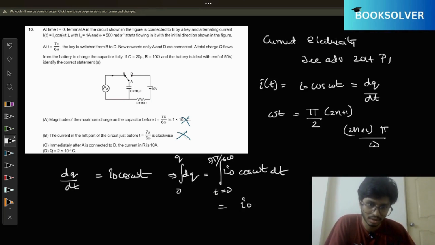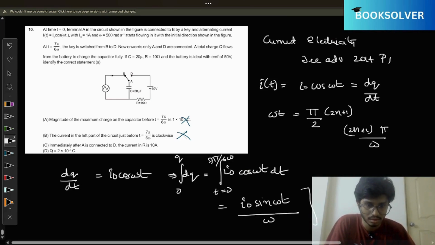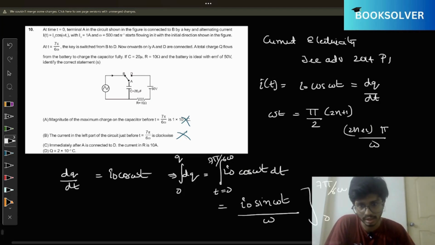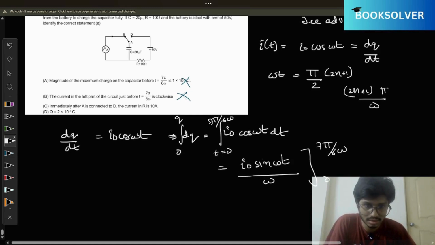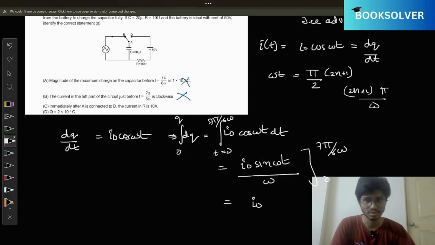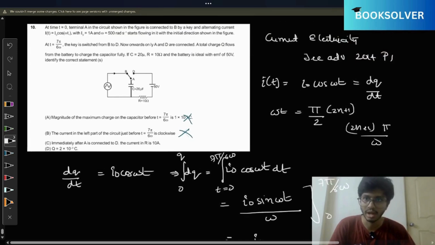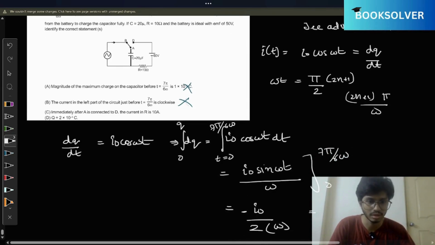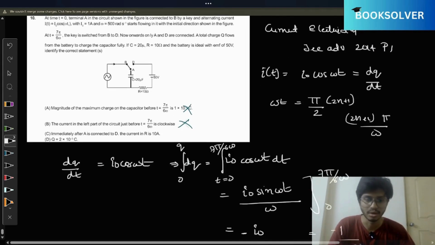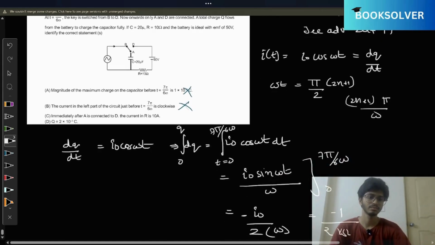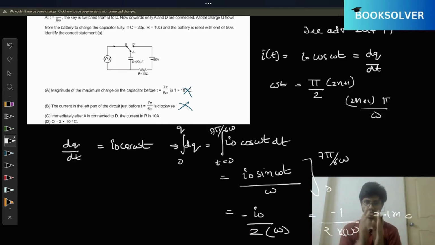So basically I naught sin omega t upon omega from 0 to 7 pi by 6 omega. All right, so this is I naught upon omega times sin of 7 pi by 6, which is minus sin pi by 6, that's sin 30, so that is minus 1 by 2. I naught is 1 ampere, so we write 1 upon 2 into 1 over 5, which is 1 upon 10, that is minus 100 millicoulomb. Sorry, with omega of 5, we get the charge as minus 1 by 10 coulomb.